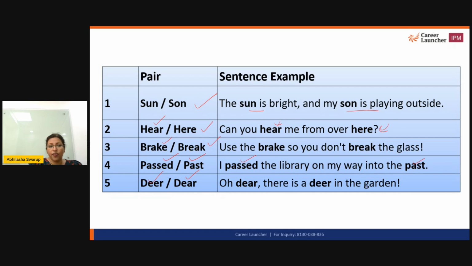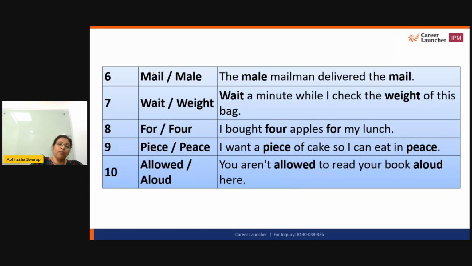Same sound. Okay, here's another set. Male and mail. The first male is man, masculine, and the second mail is the letter. Wait and weight. This wait is to hold on. This weight is the wazan, the weight. How much does something weigh? For and four. This for is for something, a purpose. And the second four is the number, 1, 2, 3, and 4.